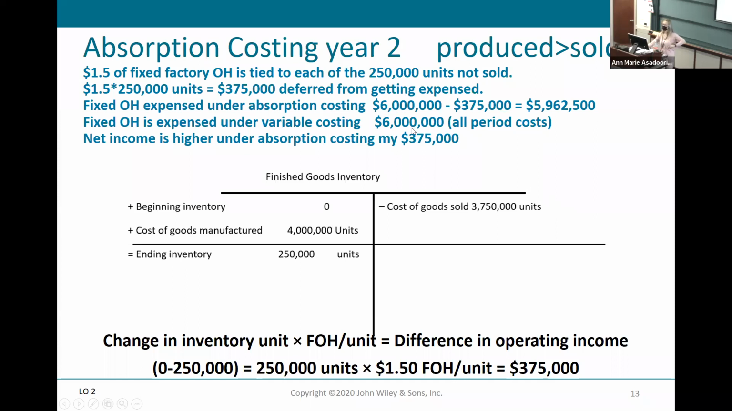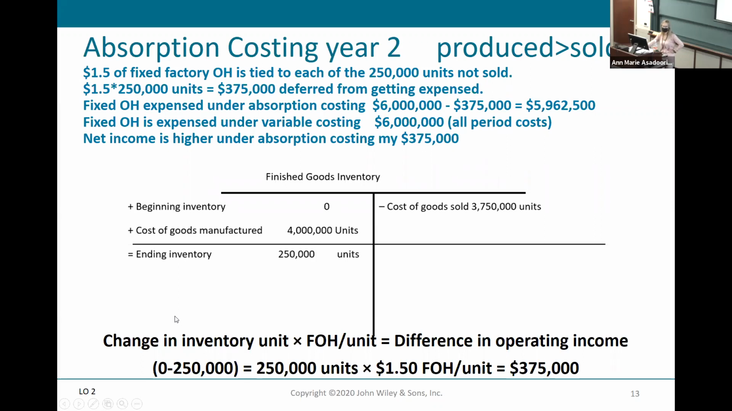Under variable costing, all 6 million is expense, but under absorption costing, of the 6 million that was put in here, $375,000 of it stays on the balance sheet. It's a product cost and it's tied to inventory that wasn't sold, so it cannot be matched to revenue. Okay, makes sense?